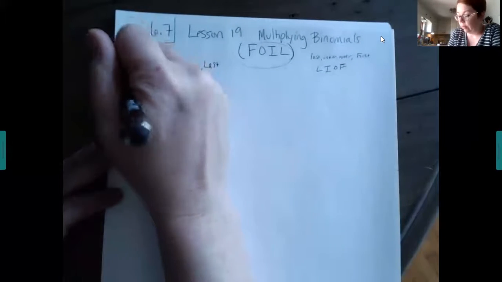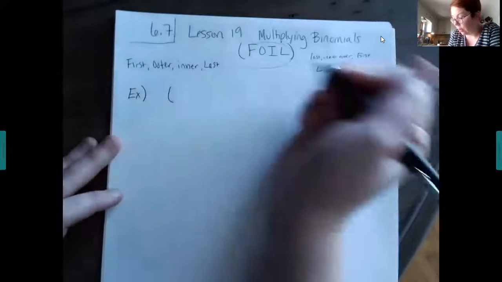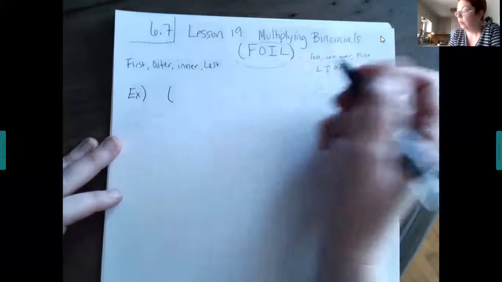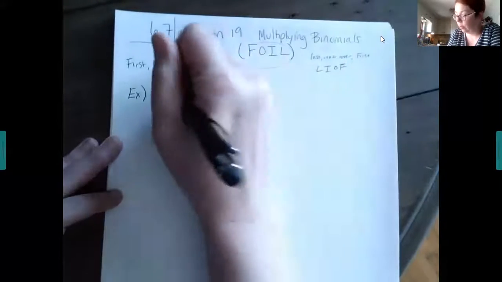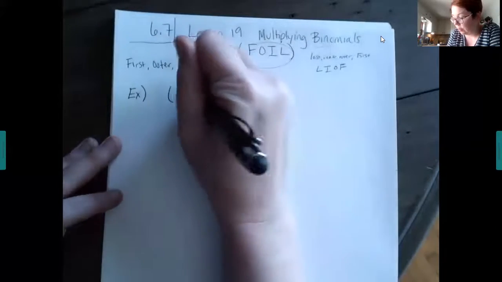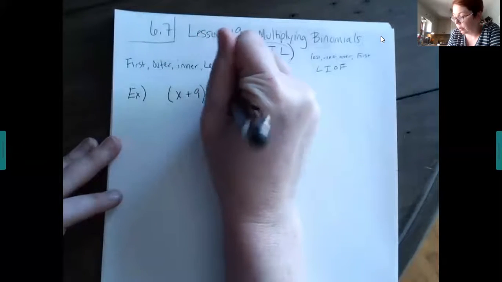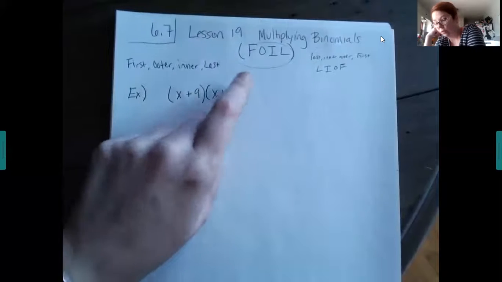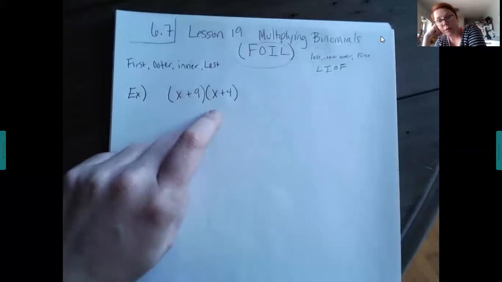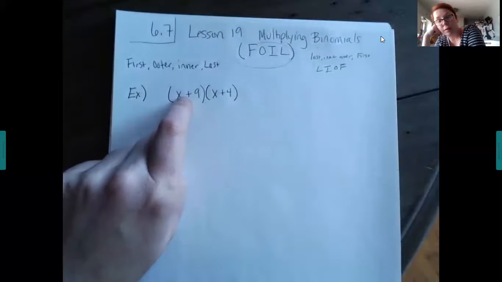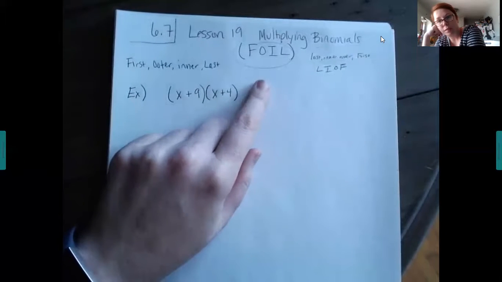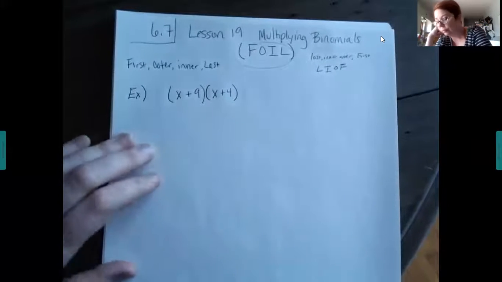When we have a group of two, or a binomial, we're going to have something like x plus 9 times x plus 4. This is set up for us to do this method, and then I'm going to show you another method of just breaking it up and distributing it one at a time. Either way works. I tend to just do this, so that's what you'll see me do for most of this part.